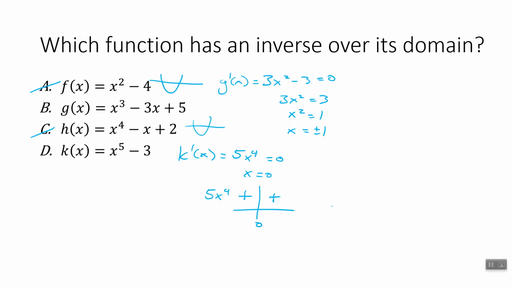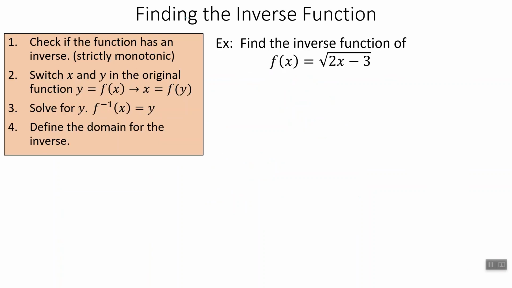I mean, it is going to have a horizontal tangent, but it's going to look something like this. Increasing, horizontal tangent, then increasing. It's going to pass the horizontal line test. This guy is going to increase, then decrease, and then increase. He's not going to pass because he's going to decrease between -1 and 1. So our winner here is going to be k. Yep, there it is. So how do we find an inverse function?